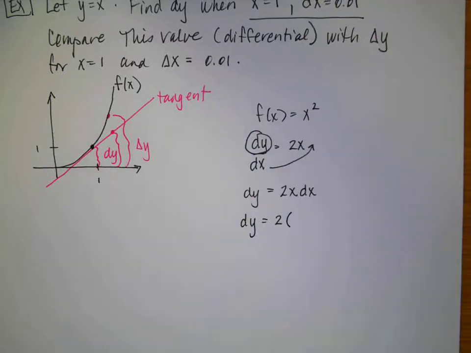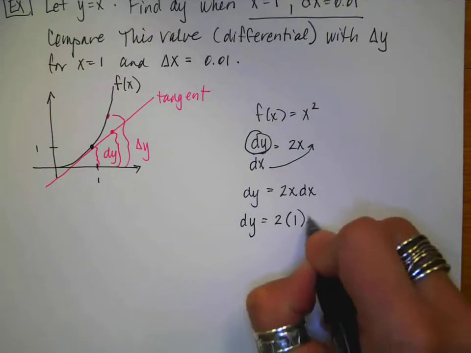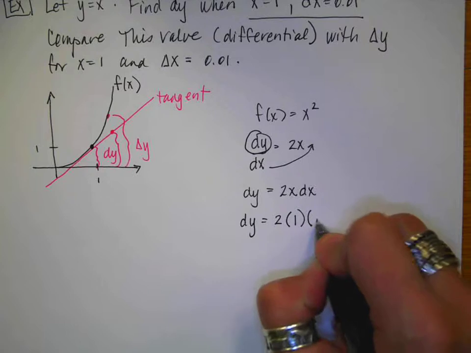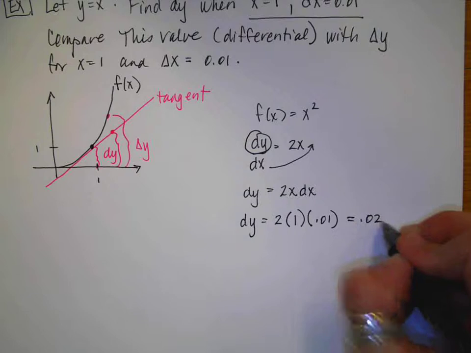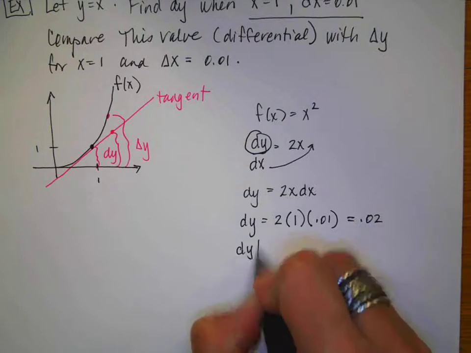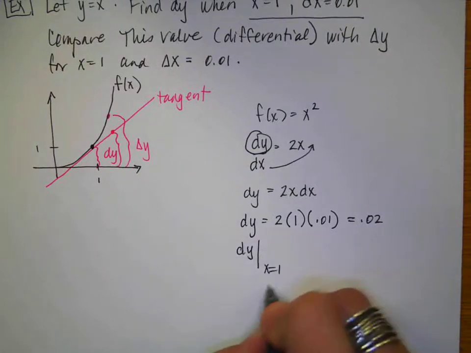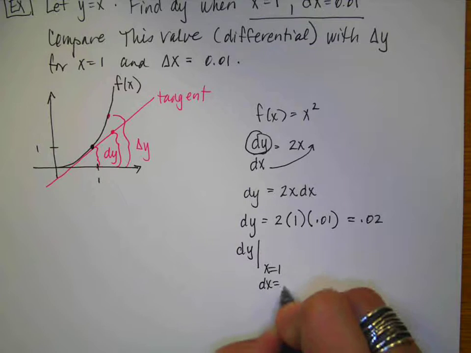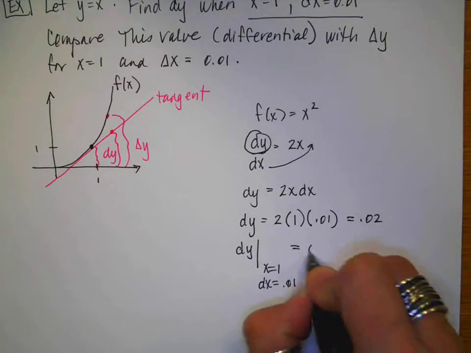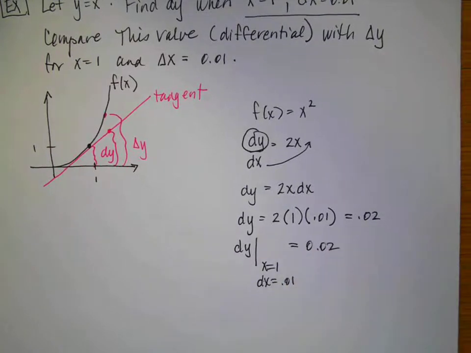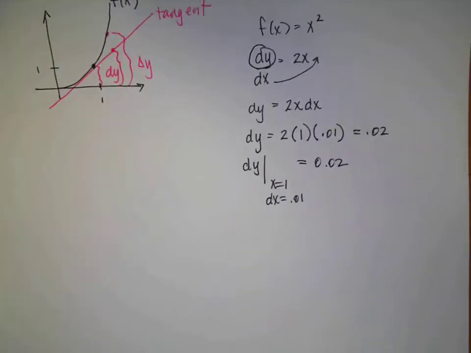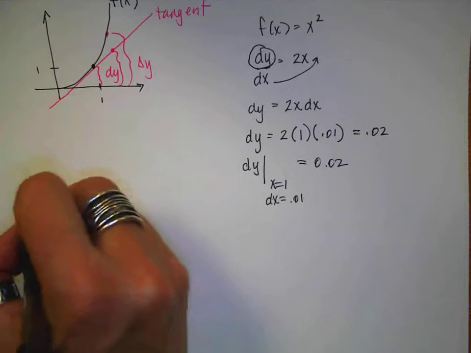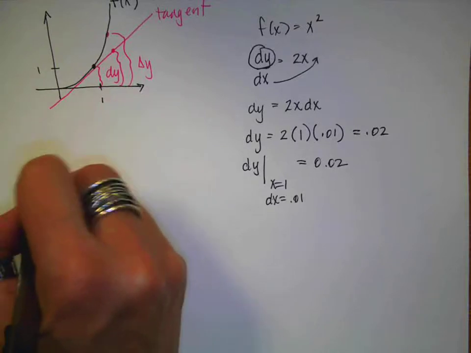So dy, here's the 2. I'm going to evaluate. Can you still see that? Yes, you can. At 1, and then my dx is 0.01, and I'm going to get 0.02. So I know that dy, when x is 1 and dx is 0.01, it's going to equal 0.02. Alrighty, but the problem asks us to compare delta y.